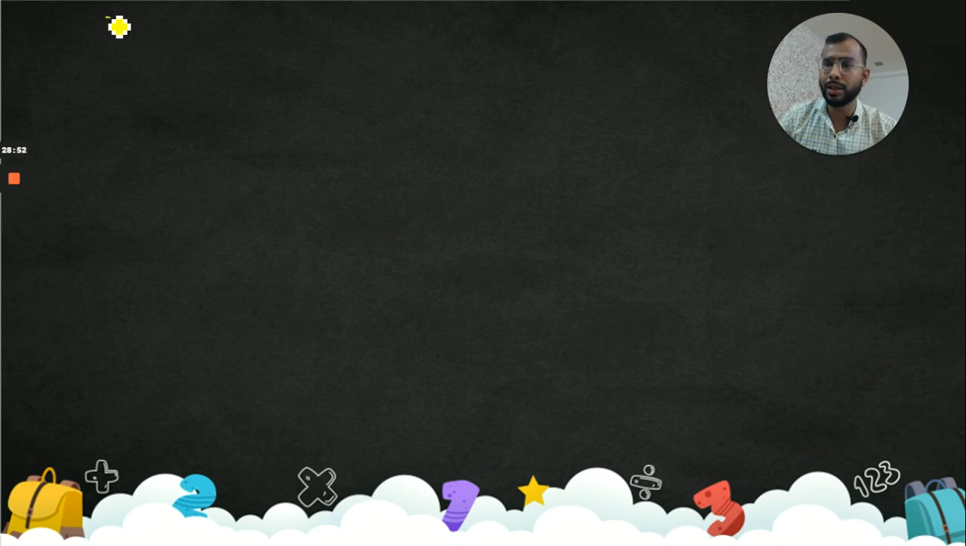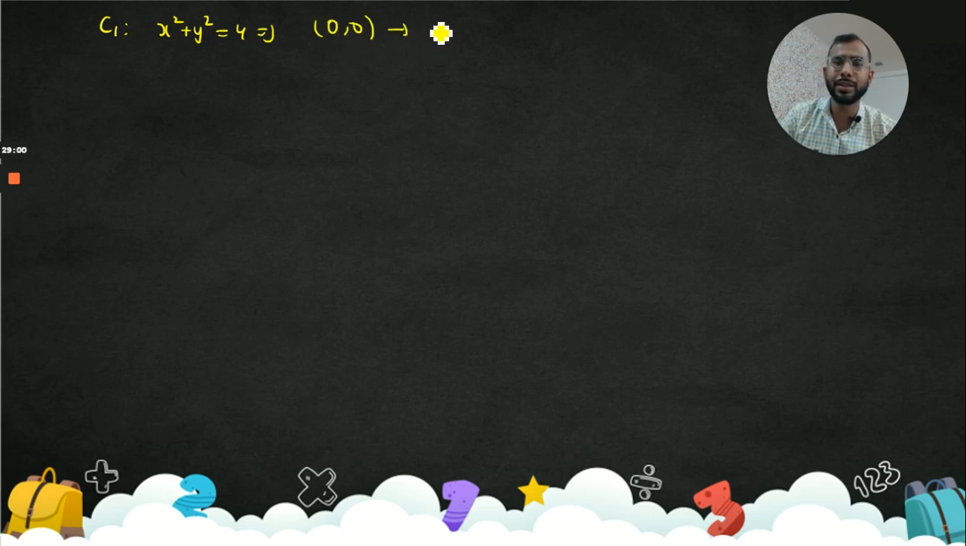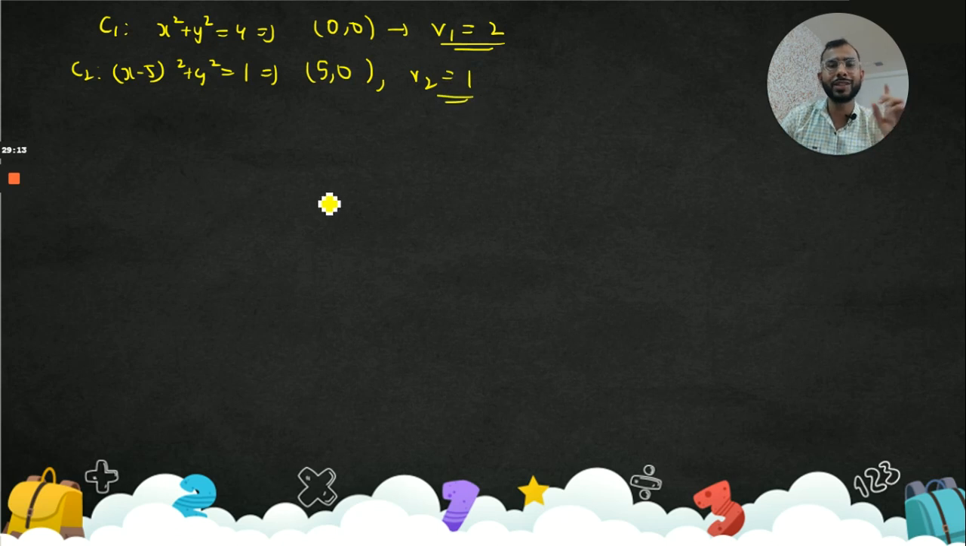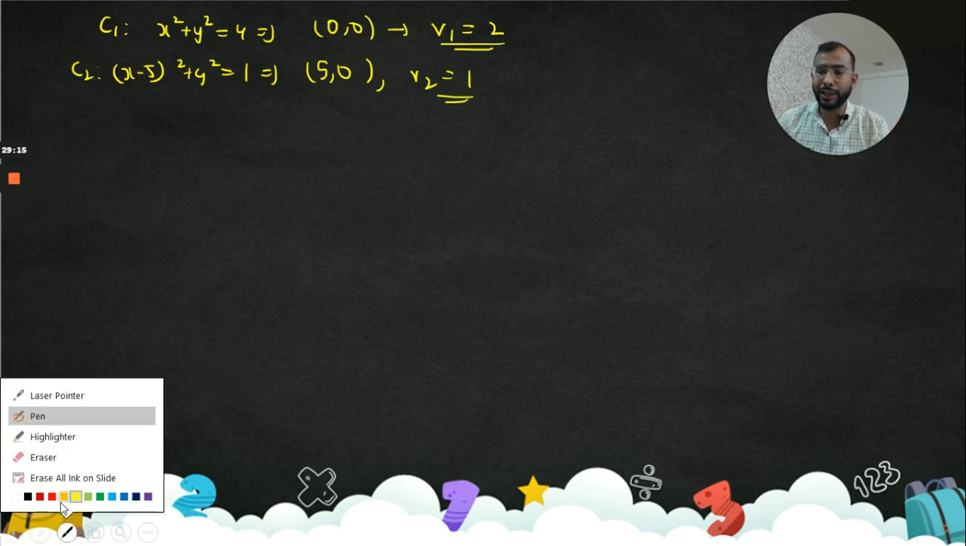First is circle C1, x square plus y square is equal to 4 square. Quickly tell me the center. Center is 0, 0. Radius is R1, 2. Very good. Excellent, guys. Second, C2: (x minus 5) square plus y square is equal to 1. Center is 5, 0. Excellent. Radius is 1.